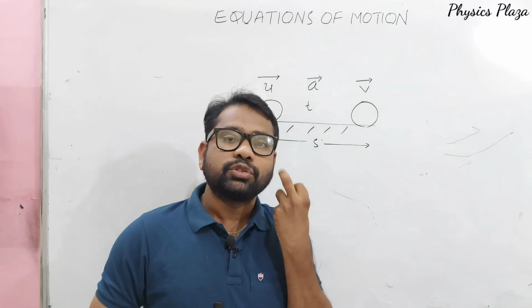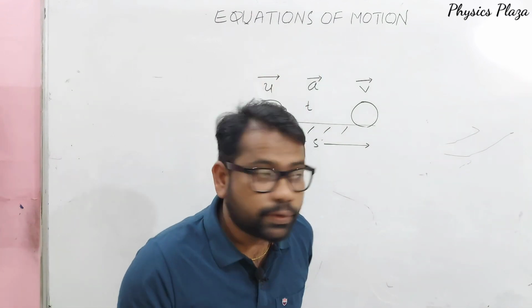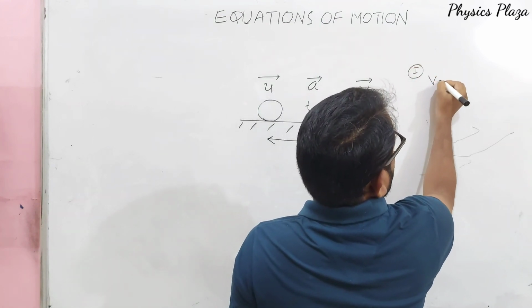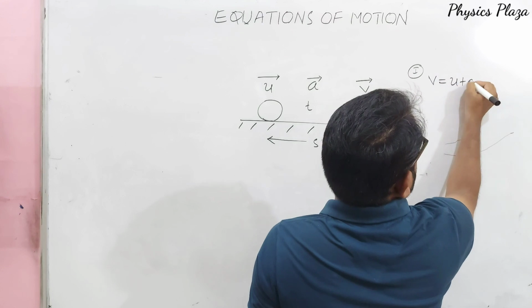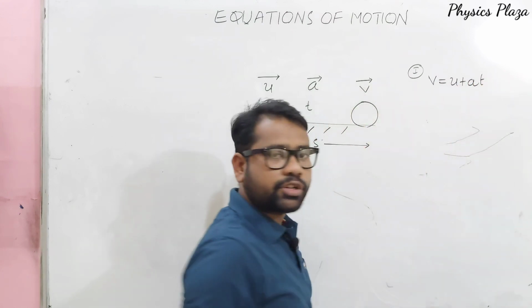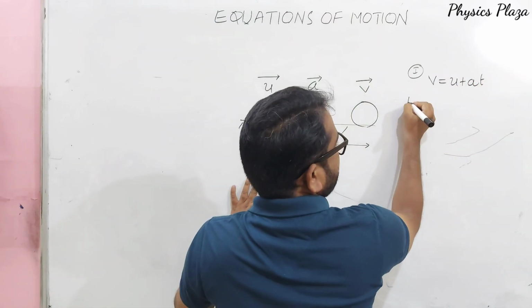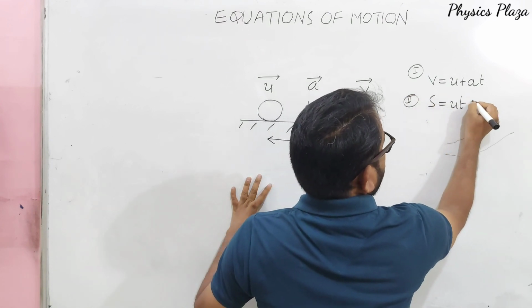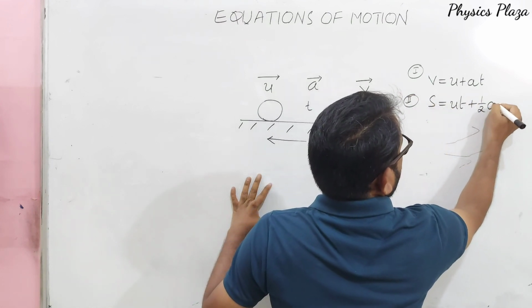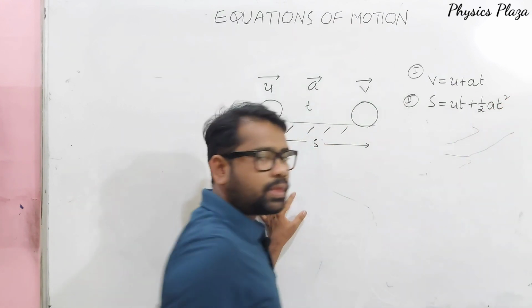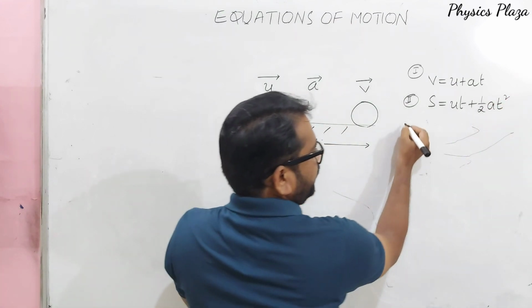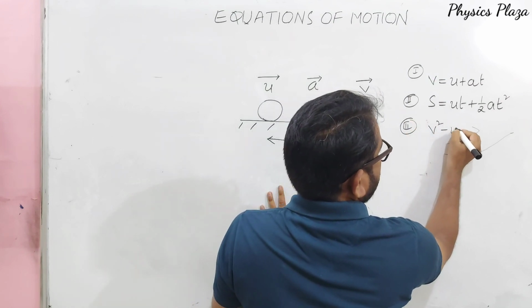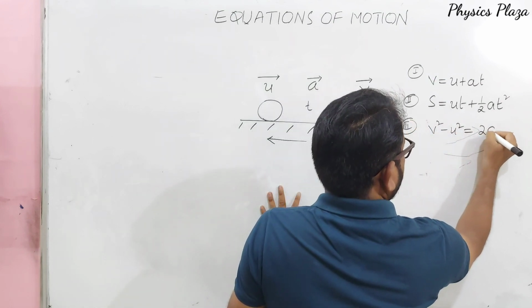Children, here we have three equations of motion. What is the first one? The first equation of motion is v = u + at. The second one is s = ut + ½at². The third one, dear children, is v² − u² = 2as.